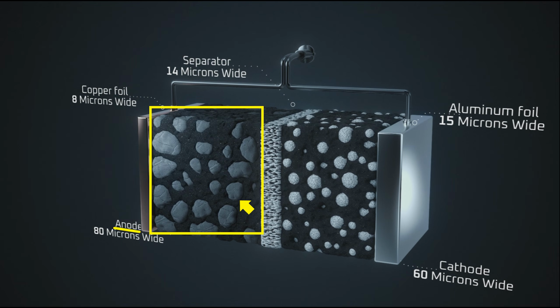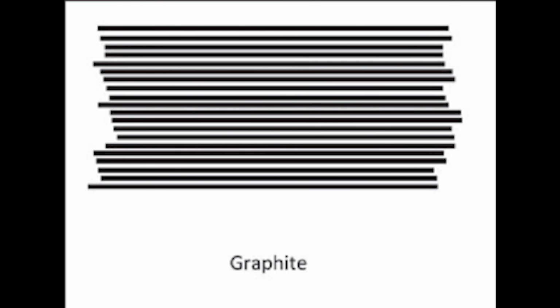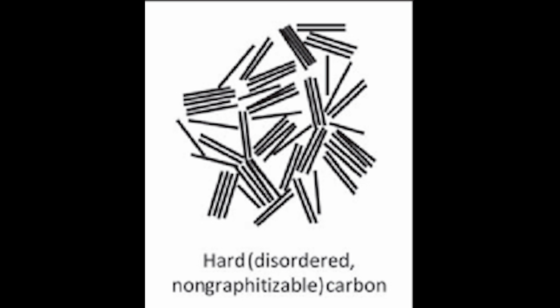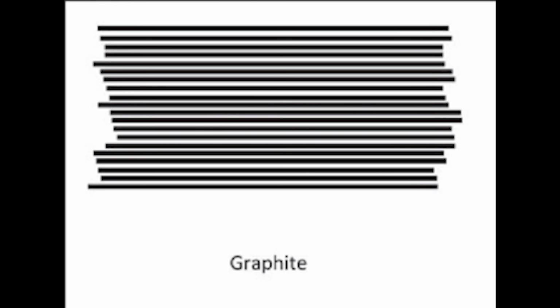A typical lithium-ion battery uses a graphite anode, which is highly structured layers of graphene sheets. Sodium-ion batteries instead use a hard carbon anode that's more like a jumble of graphene sheets. So why is hard carbon used for sodium-ion batteries instead of graphite? Some people assume that sodium ions can't fit in graphite, but that's not the case.